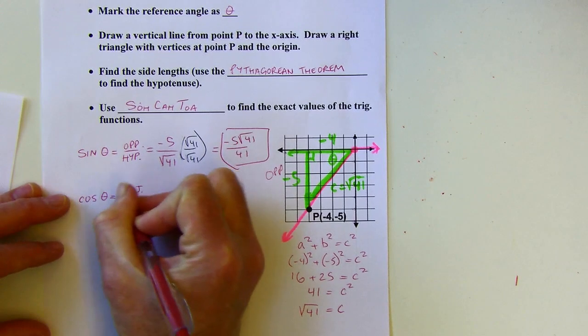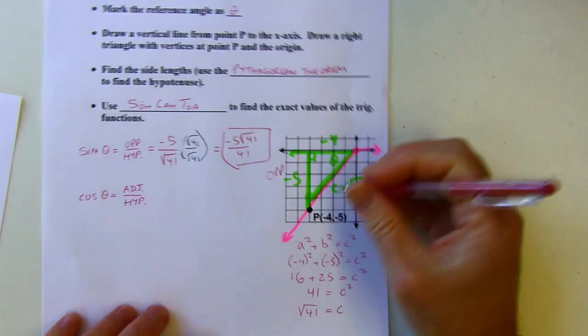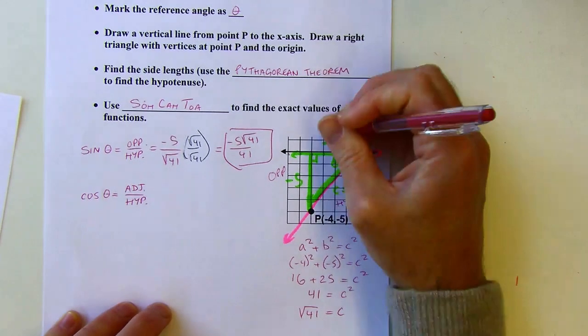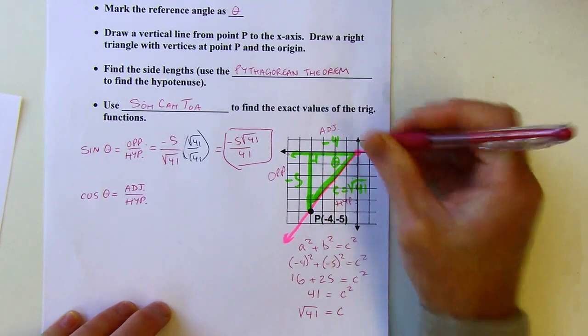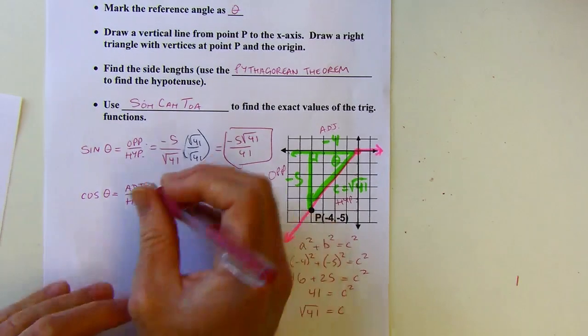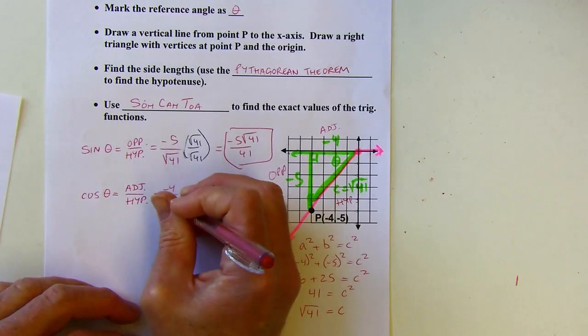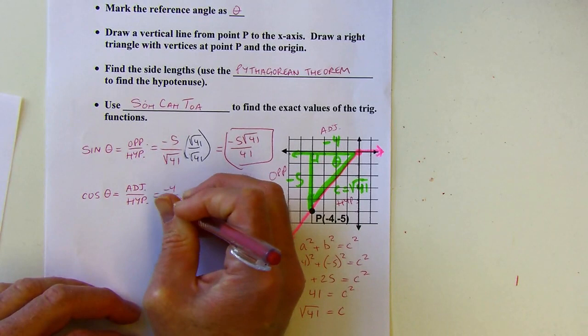So I got adjacent over hypotenuse here. So this is my hypotenuse. This would be my adjacent. It's always in relationship to the reference angle. Okay, so adjacent is going to be -4, and hypotenuse is root 41. And again, want to go simple radical form.